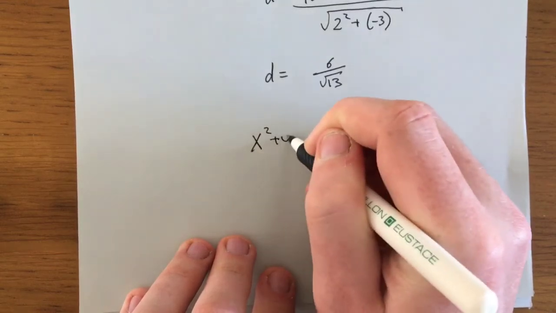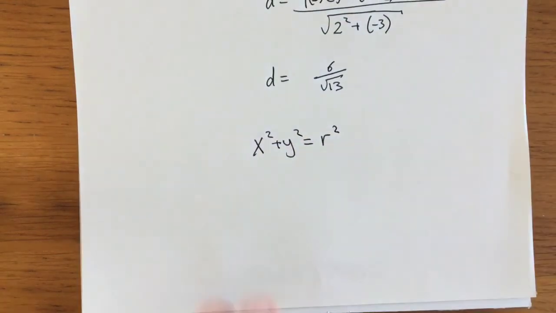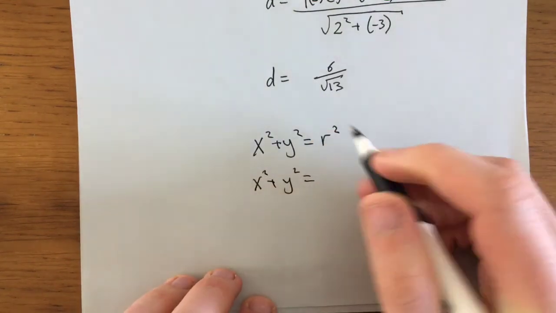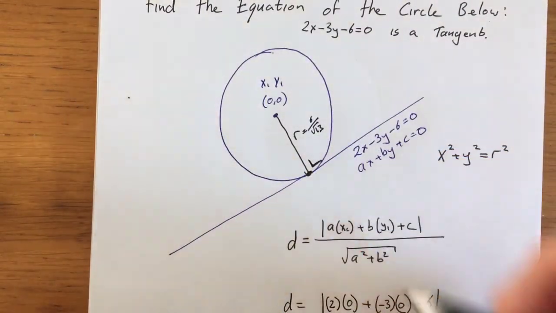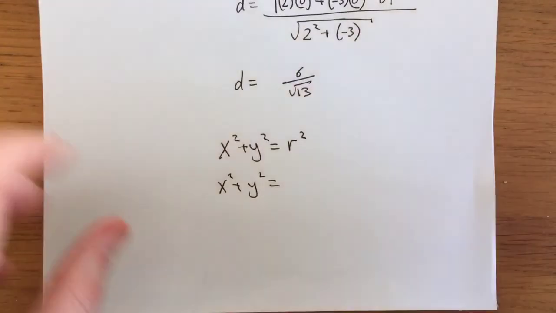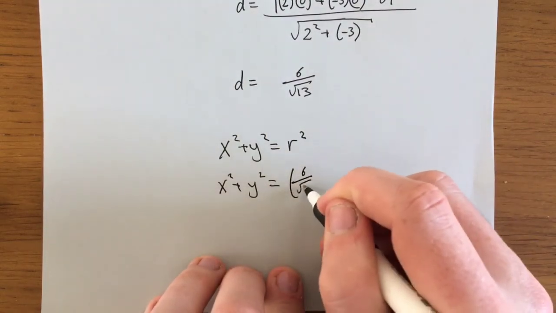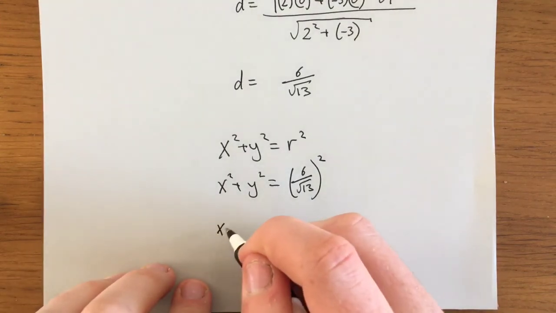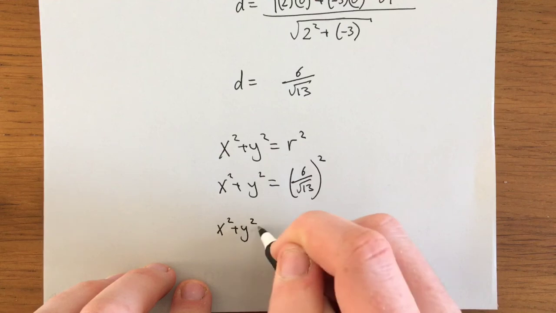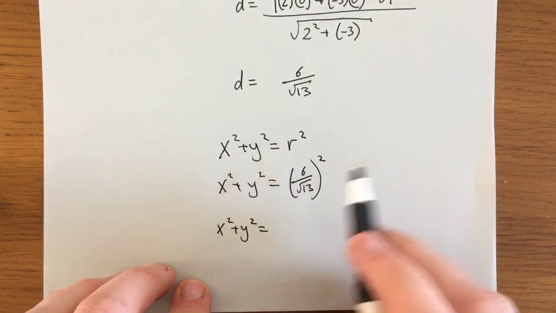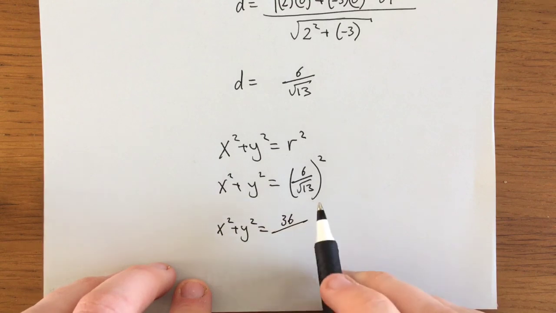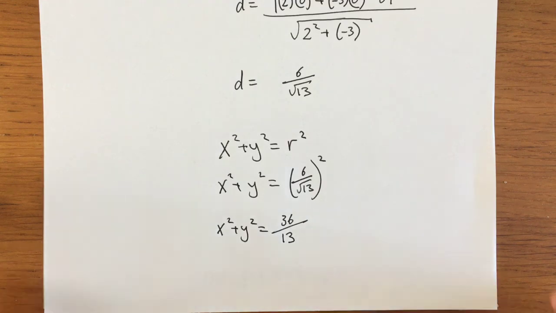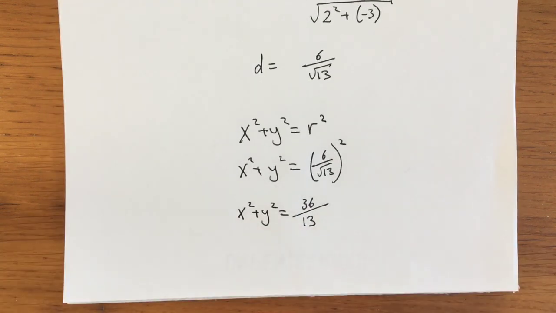Because the center was on 0, 0, I know that the equation needs to be in that format. And I now know what the radius is. The radius, I now know, is 6 all over the square root of 13. So I put in 6 all over the square root of 13, but I need to square it. And then finally, to simplify that, it will be x squared plus y squared is equal to, okay, so 6 squared we know is 36, all over, and the square root of 13 squared is just going to give me 13. So that is the final answer there. That is the equation of that circle.